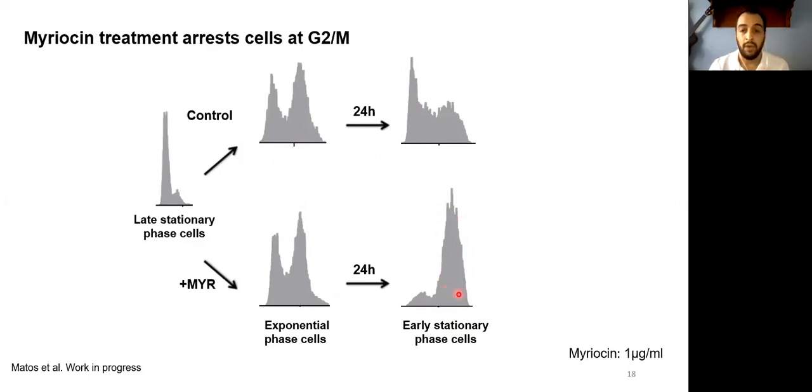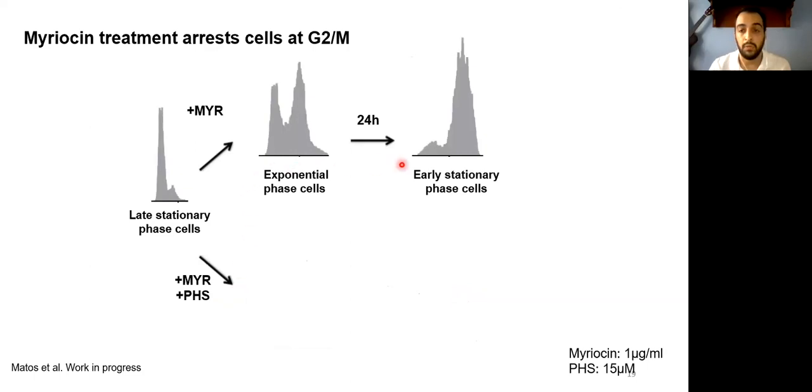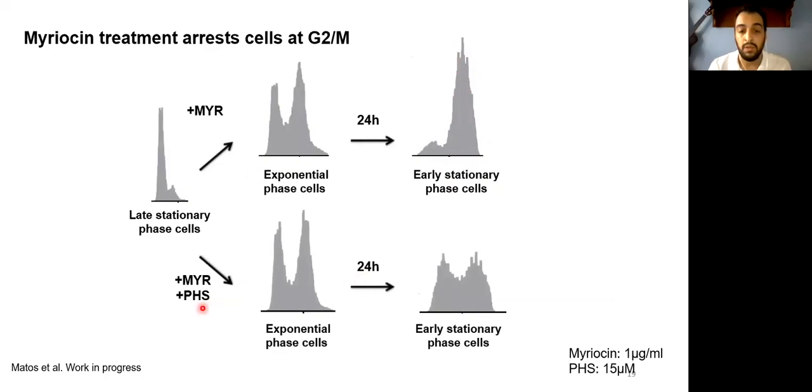And this effect of myriocin is reversed if we treated cells also with phytosphingosine. As you can see here, this is the same experiment. So we are seeing here the cells treated with myriocin that are arrested at G2/M stage of the cell cycle. And we can see that cells treated with phytosphingosine have more cells that are at G1 stage of the cell cycle. So those results suggest that it's the lack of sphingolipids that arrest cells at G2/M stage of the cell cycle.